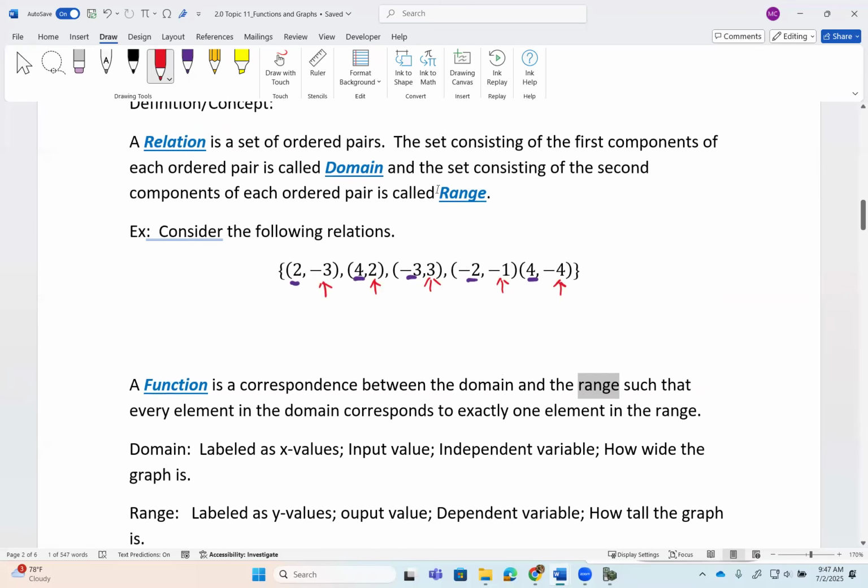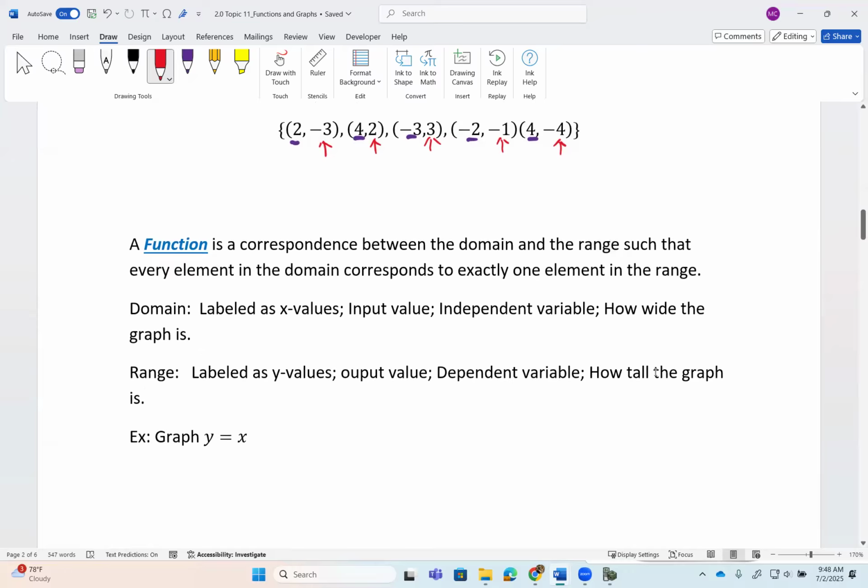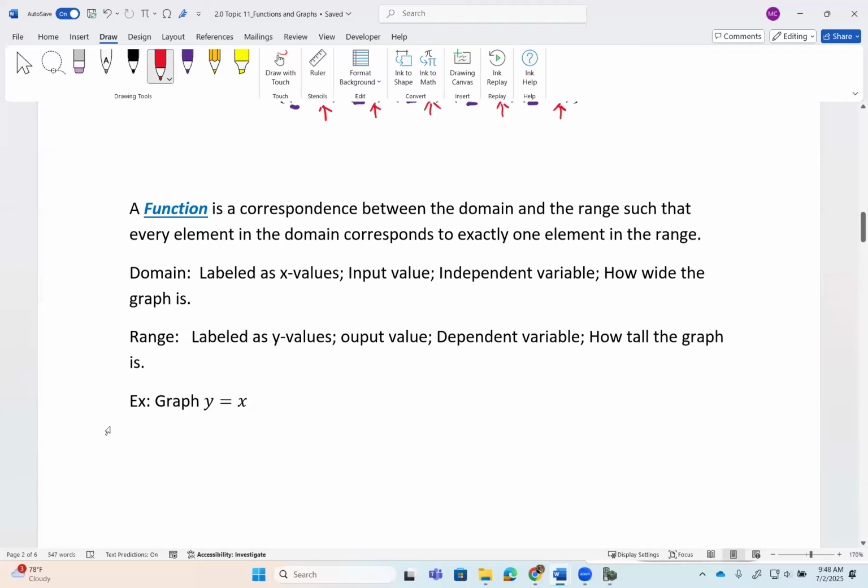Range, the second component of each ordered pair, is called the range. So range is also labeled as the y value. The y value is what we call the output value in algebra. The variable y is a dependent variable. In terms of a graph, range refers to how tall the graph is from bottom to top. How tall it is, what's the height of it.